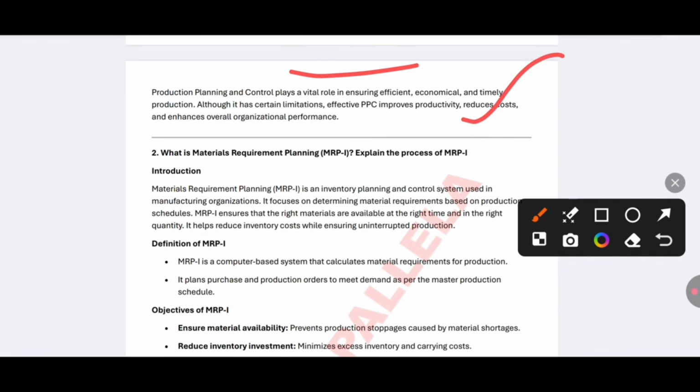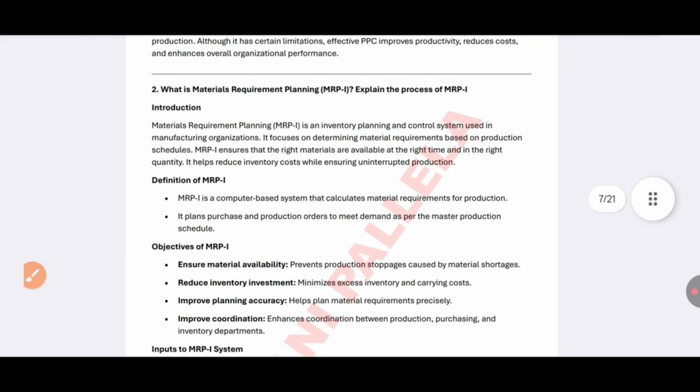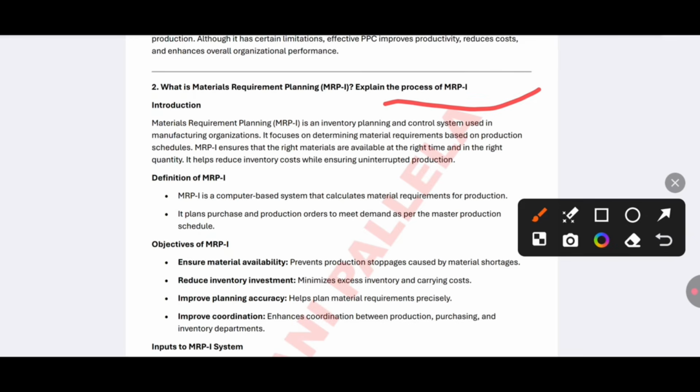Most important answer, my easy answer, you can write it in your own words also. Clear? Next one, MRP1, the process of MRP1. What is MRP? Materials Requirement Planning.